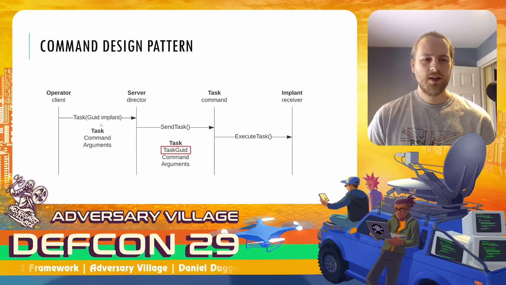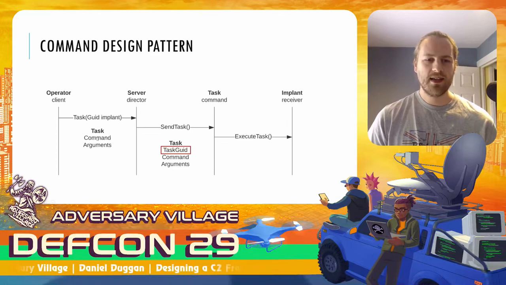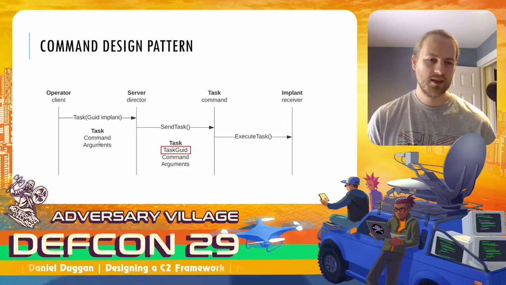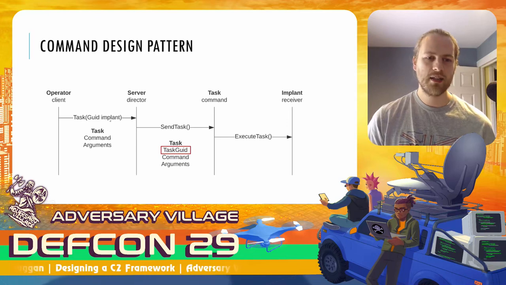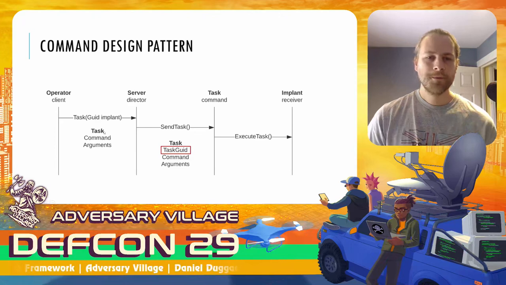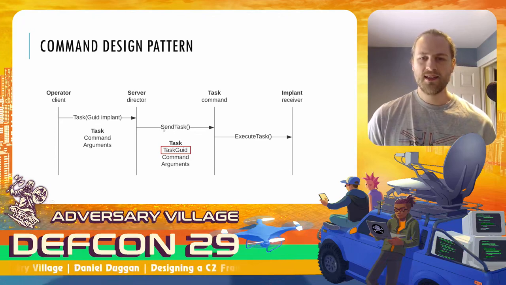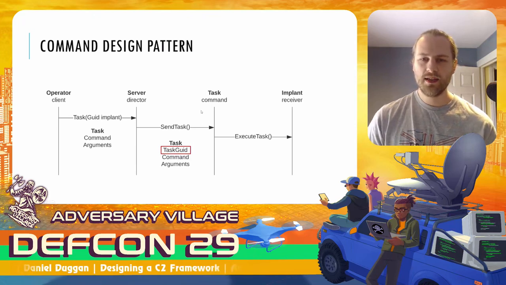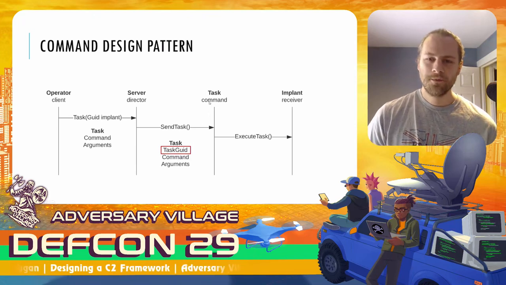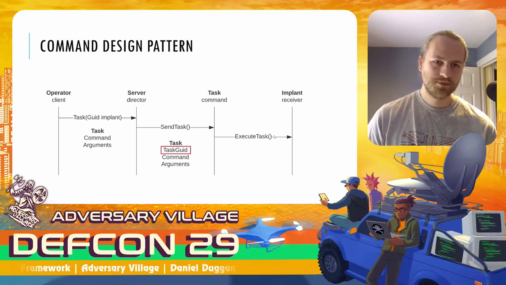So in this example, I've got a simple task model that has a command and some arguments, and I want to task an implant that we're going to identify by a GUID. The server then takes that task and sends it to the implant, so that's kind of the command. And then the implant, which is the receiver, is going to execute that task.